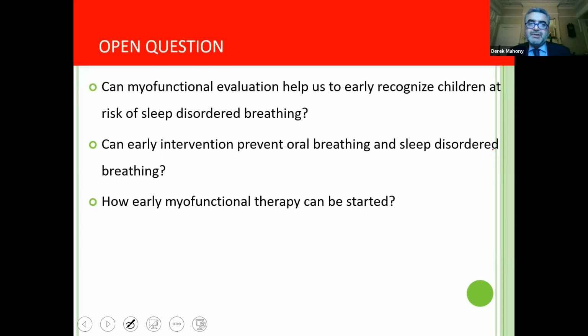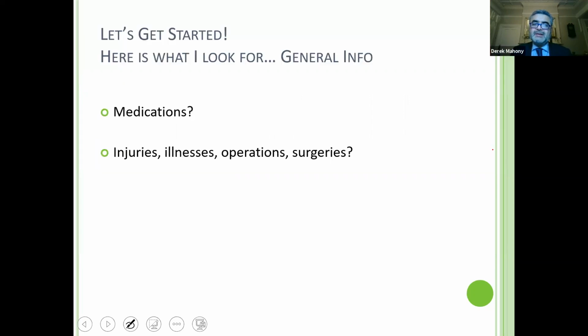So here's an open question. Can myofunctional evaluation help us to recognize early a child that has sleep disordered breathing? Absolutely, yes. Can early intervention prevent oral breathing and sleep disordered breathing? Absolutely, yes. So the question is, how early can this be started? Well, let's start by looking at the medical history.